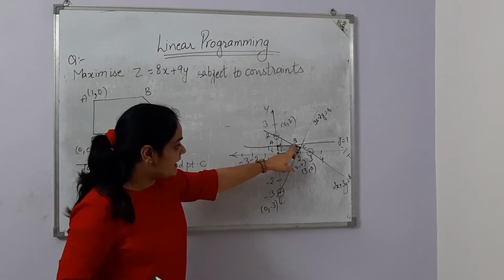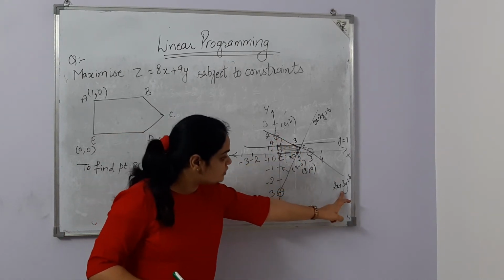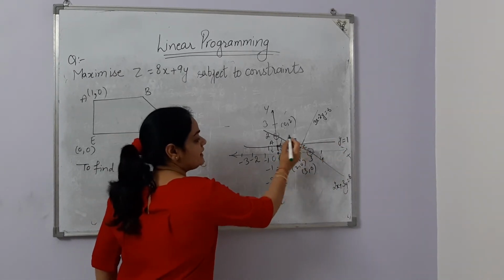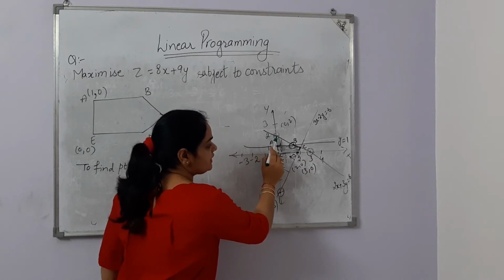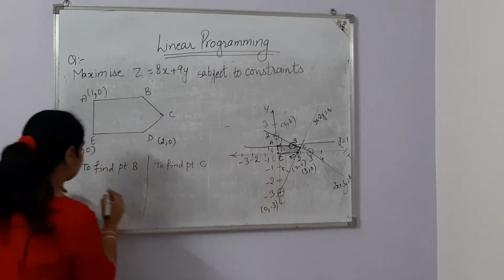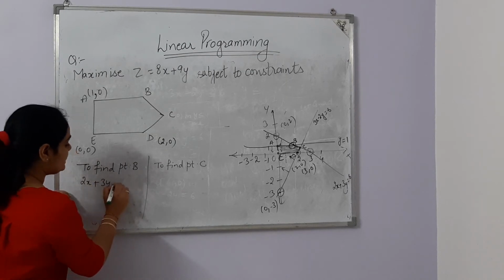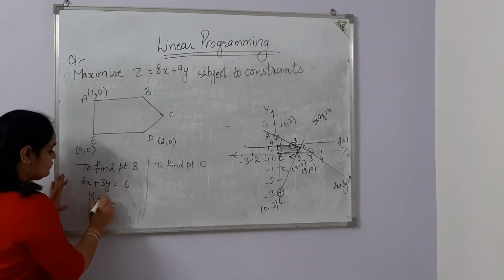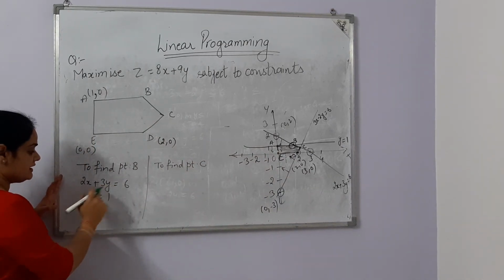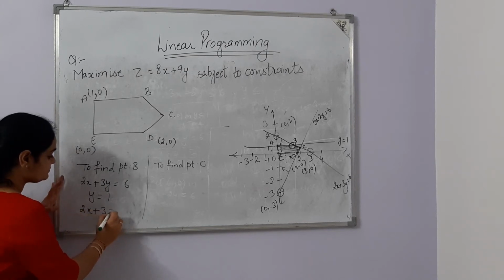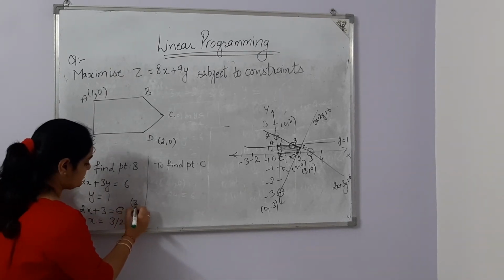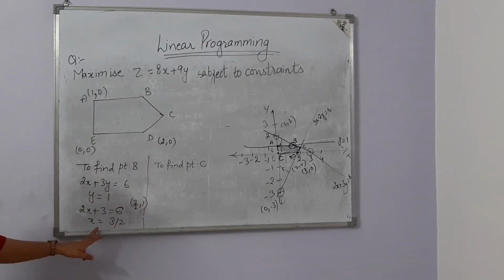B is the intersection point of 2x plus 3y equals 6 and y equals 1. B is the intersection point of this line 2x plus 3y equals 6 and y equals 1. So y equals 1, we substitute in the equation, then we'll get x equals 3 by 2. So the point is (3/2, 1). This is the point.